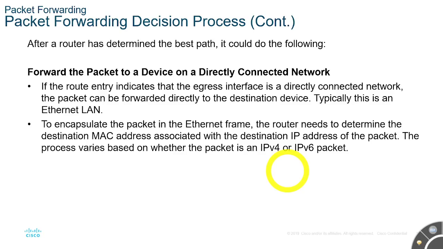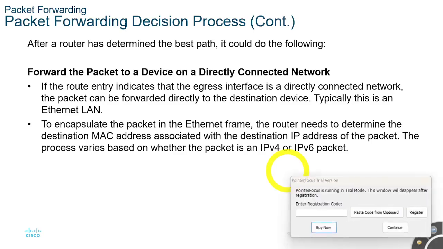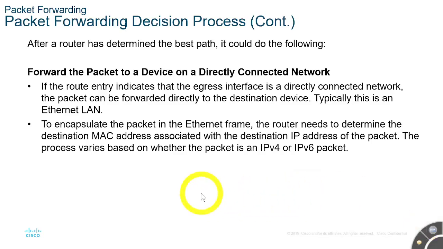The directly connected network means that we don't have another router after it. When the packet exits from the router interface, it goes immediately to the LAN. It doesn't go to another router. This is a directly connected network.